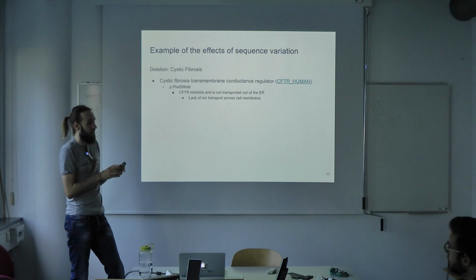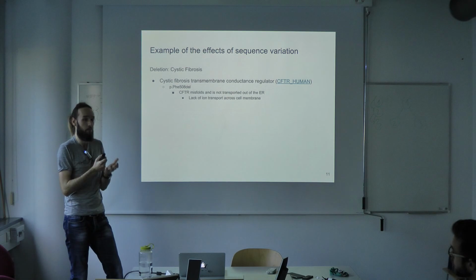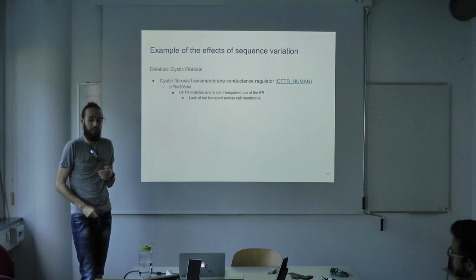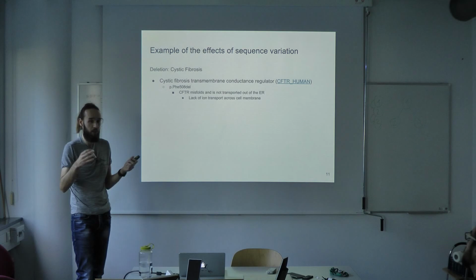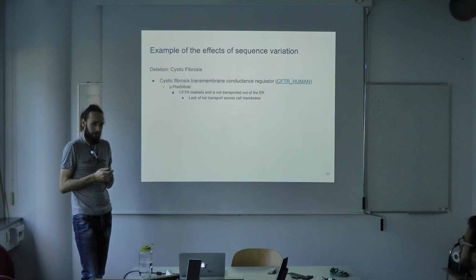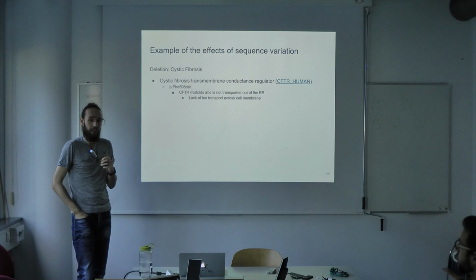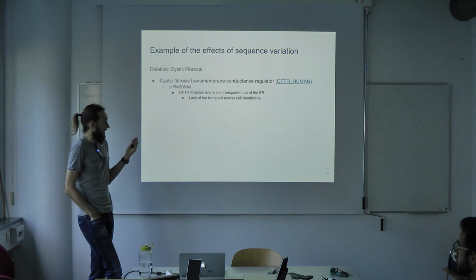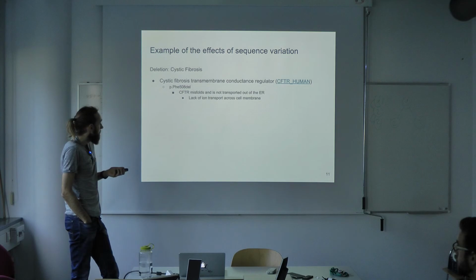And it just so happens that this amino acid is really important for the folding of the protein. So this is a transmembrane protein. It's in the ER, and from the ER it should be sent to the cell membrane to do its job, which is to regulate the transport of chloride across the membrane. But because that one residue is missing, it actually doesn't even fold. It never gets out of the endoplasmic reticulum, and the result of that is the development of cystic fibrosis as a disease. So just one amino acid missing can have a large effect already if it is important for the protein.